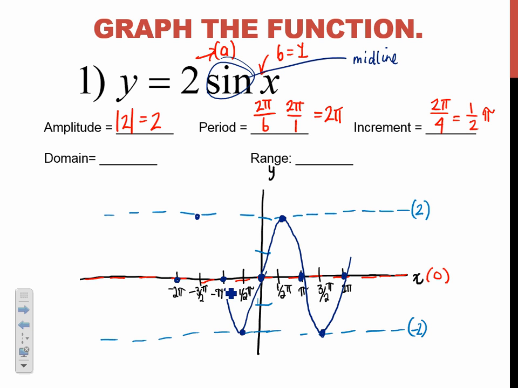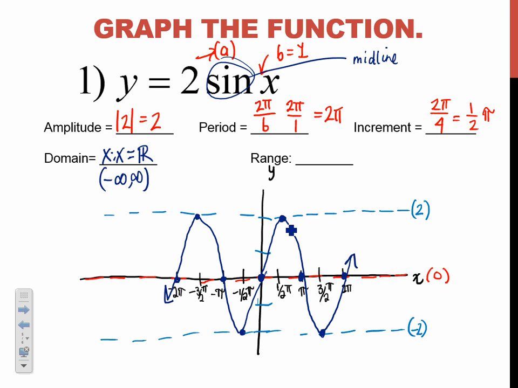Okay, and notice that I'm doing curves and I'm not passing my amplitudes. Don't cross those amplitudes or I'll count it wrong. The domain, we talked about that with the parent function, is all reals. So it's all reals here as well. So negative infinity to infinity.